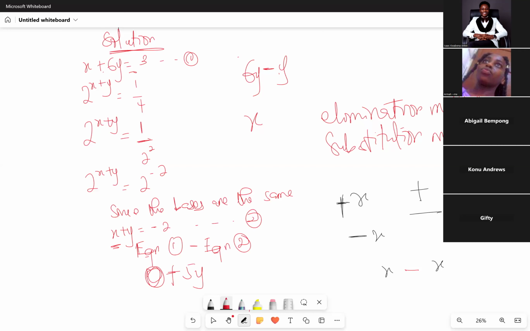The next thing I see is equals. What do you see there? 3. So 3 minus equation 2. What do you have there? Minus 2. Good. So 3 plus, because minus will be plus. So 3 plus 2, which is what? 5. You get it? We are done. I want to confirm if we are on the same page so I can move on.